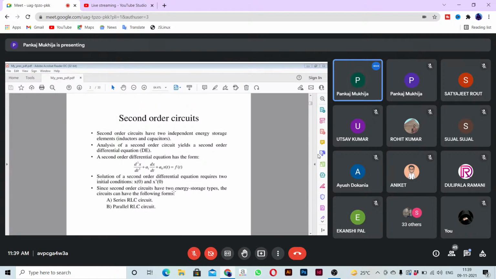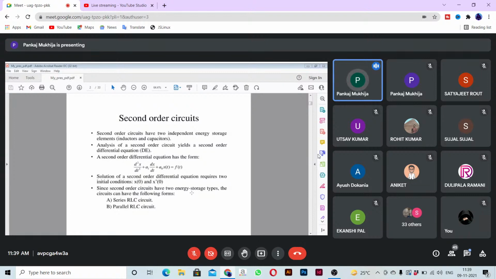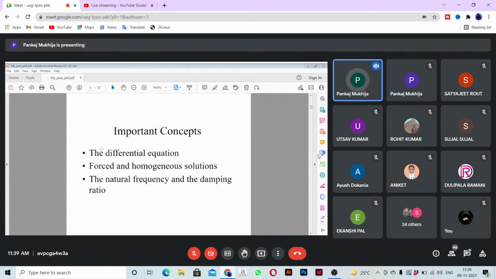Mainly we will be dealing with the series RLC circuit and parallel RLC circuit, but second order systems can be of different types. They need not be just series or parallel. I will show you later that they can take different forms. They can be series, parallel, or a combination of different configurations. Now in case of second order circuits, we'll first be concerned with these main topics.